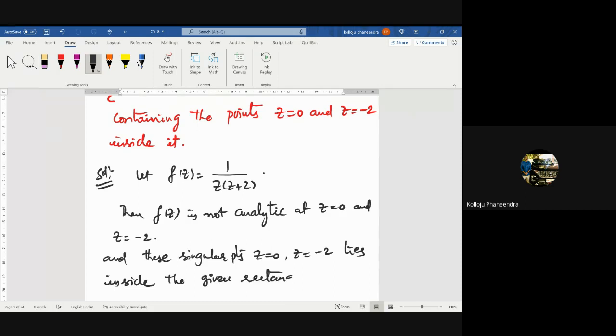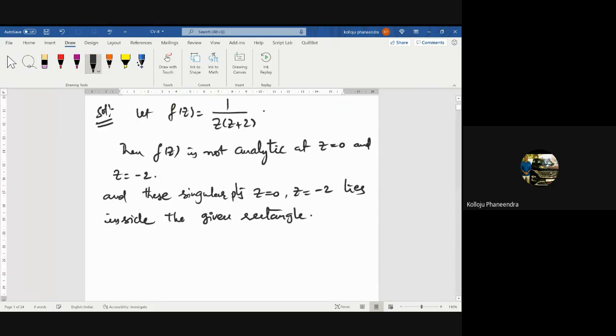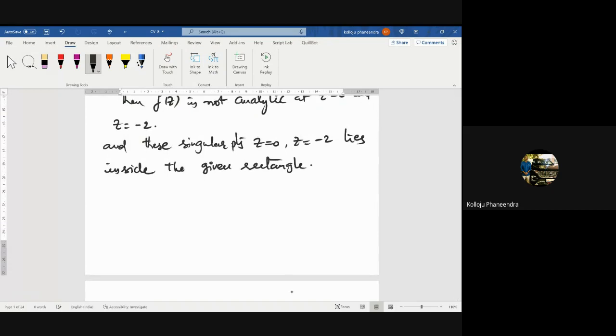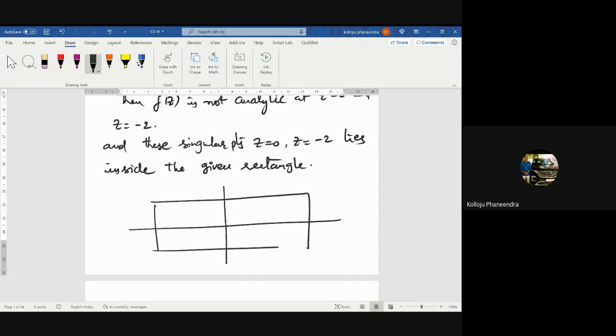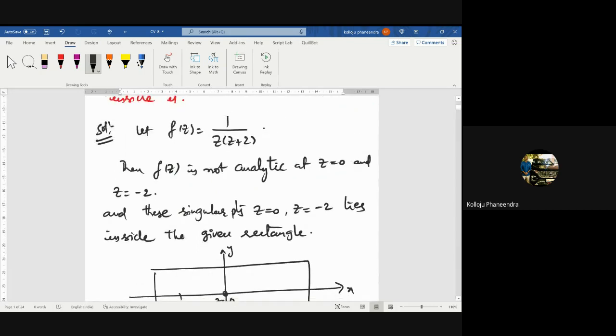The equation of the rectangle is not given, but the points lie inside. You can take any rectangle. If I consider this one rectangle, this is the x-axis and this is the y-axis. This is z equal to 0, and here is z equal to minus 2. These two points lie inside. Therefore, f of z is not analytic at z equal to 0 and z equal to minus 2.